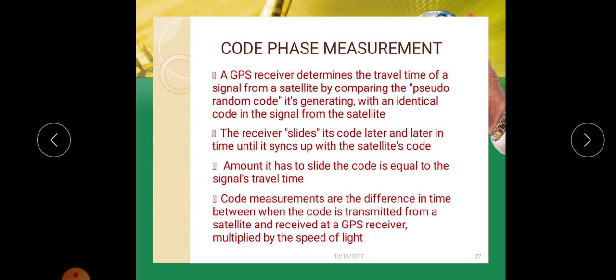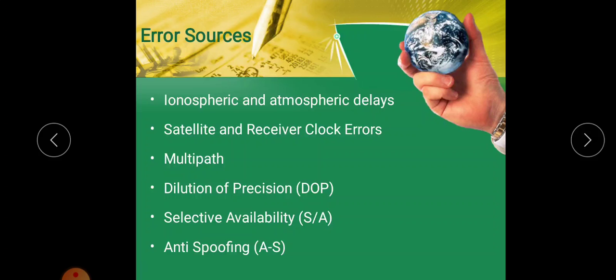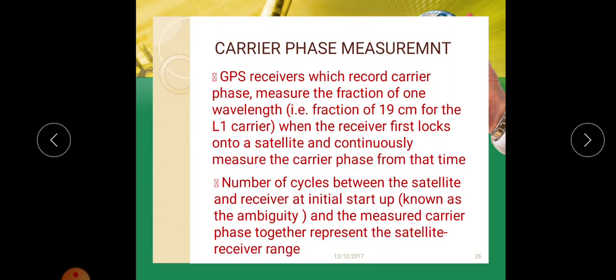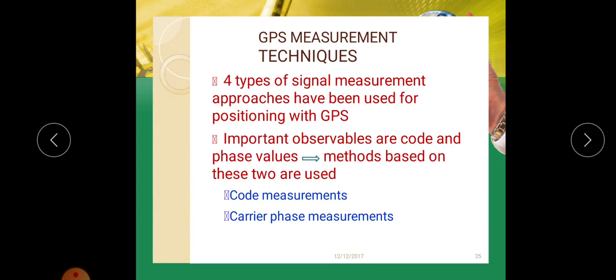Next is code phase measurement. Here a GPS receiver determines the travel time of a signal from a satellite by comparing the pseudo-random code it is generating with an identical code in the signal from the satellite. The receiver slides its code later and later in time until it synchronizes with the satellite's code, and the amount it has to slide the code is equal to the signal's travel time. The code measurements are the difference in time between when the code is transmitted from a satellite and received at a GPS receiver, multiplied by the speed of light. So that is the process done in code phase measurement. Okay, so these are the different techniques for GPS measurement.